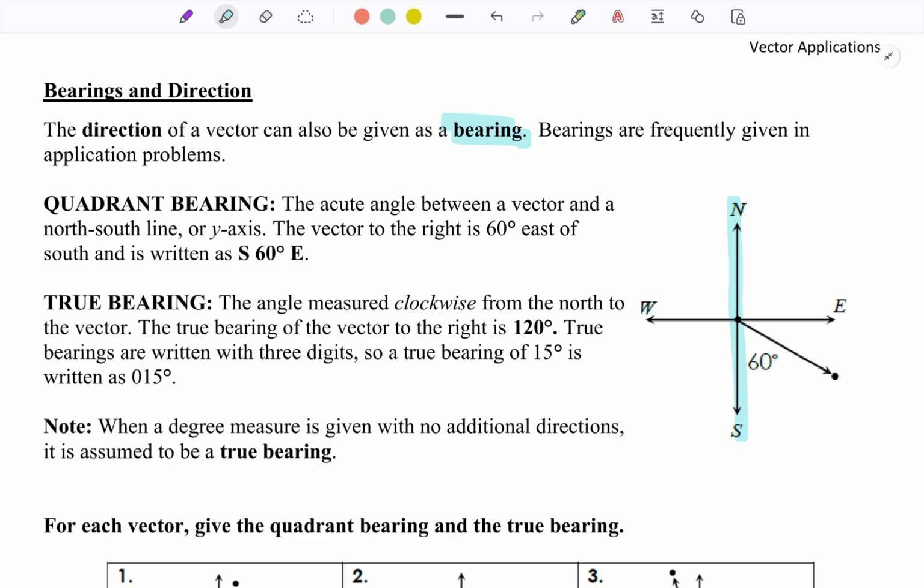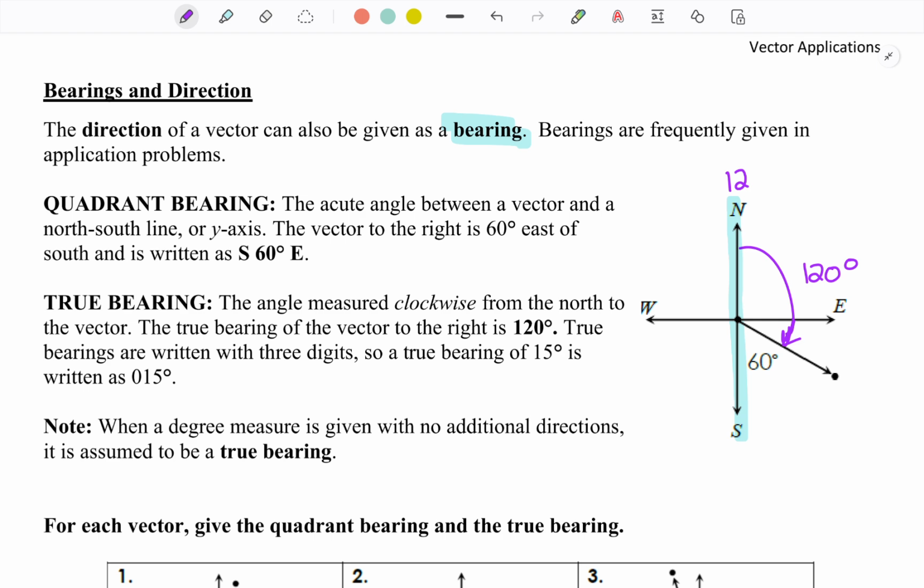Then your true bearing is a little bit different, because your true bearing is measured clockwise from the north to the vector. Think about it like 12 o'clock. If we're going clockwise, we go from the north line all the way to the vector. And a true bearing is always given as 3 digits. So this vector is 120 degrees, because we have 90 degrees in the actual quadrant and then 30 degrees left of the quadrant after the 60 on the other side.